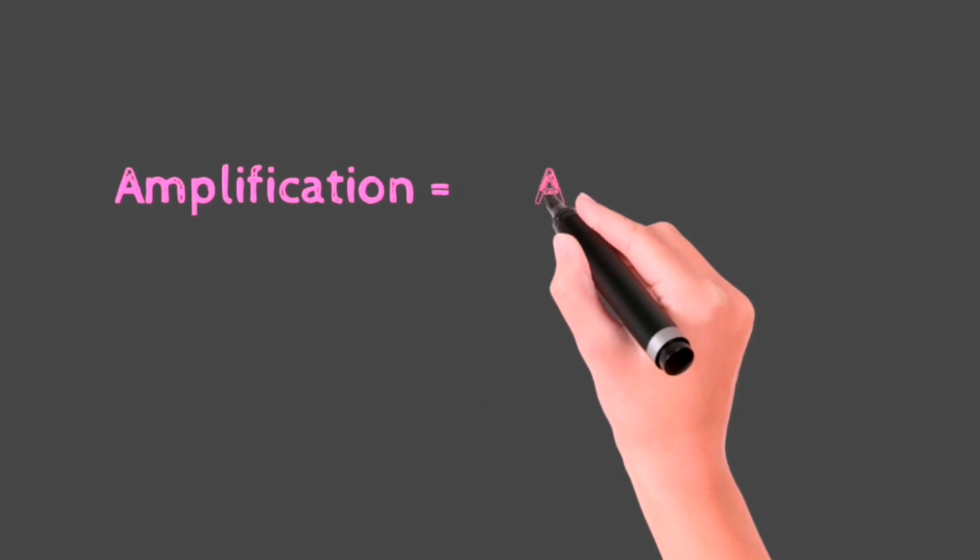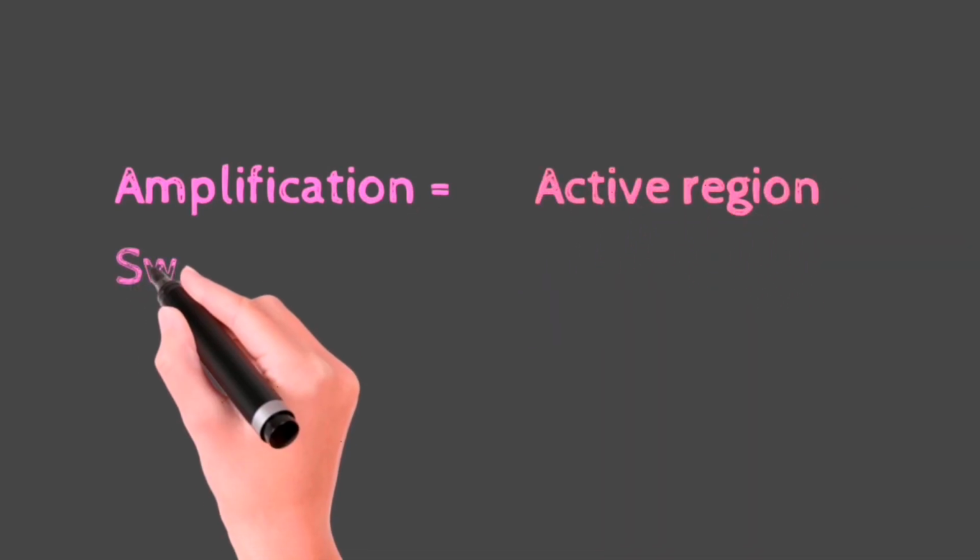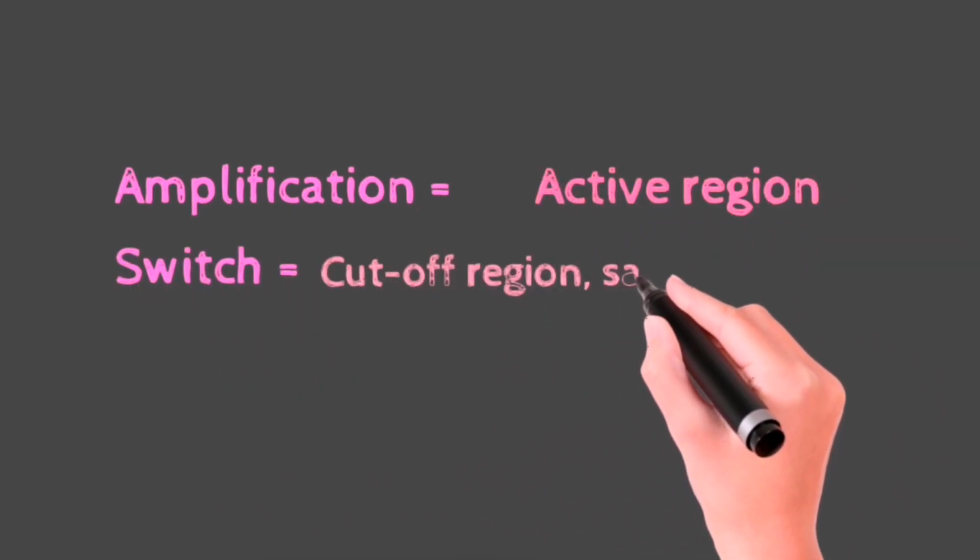Whenever the BJT is used for amplification, it is used in the active region. And when it is used as a switch, it is used in the saturation and cutoff regions.